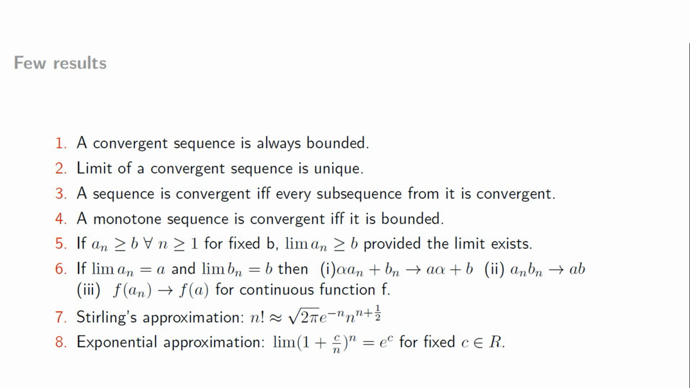And next we have the celebrated Stirling's approximation to n factorial, which states that n factorial can be approximated by square root of twice pi, multiplied by e to the power minus n, the whole thing multiplied by n to the power n plus half. And lastly we have the exponential approximation, which states that the limit of (1 plus c by n) to the power n equals e to the power c, for fixed c belonging to the real line.